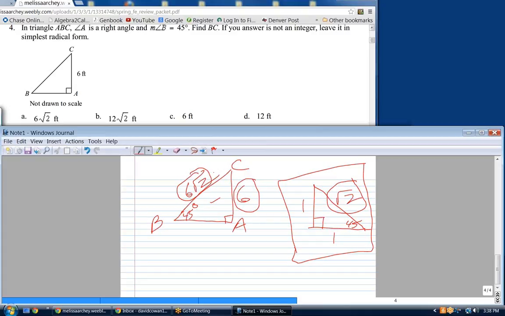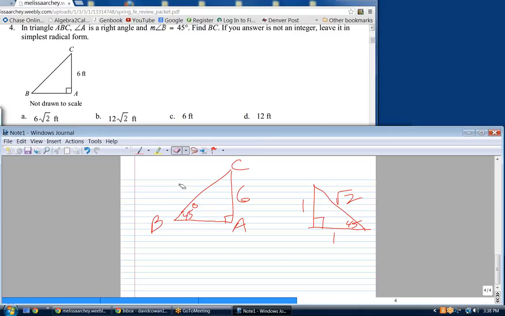She doesn't want it in decimal. She said leave it in simplest radical form. All right. Well, let's go over this because I sense that you're not fully understanding it. I see it. It's just a little lost on why you're doing 6 times the square root of 2.